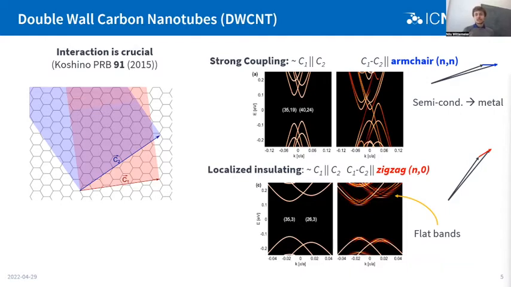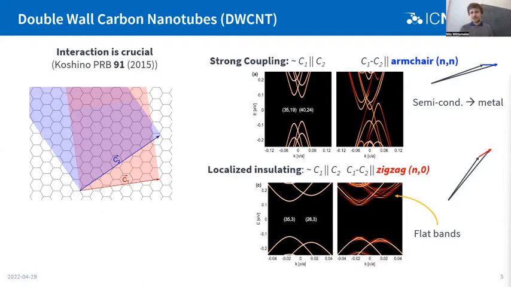And then the third regime is the localized insulating regime, in which flat bands emerge. So the band structure kind of gets fractured, and these flat bands, if you see on the right side in the bottom panel, emerge, and they indicate that there's some localization.